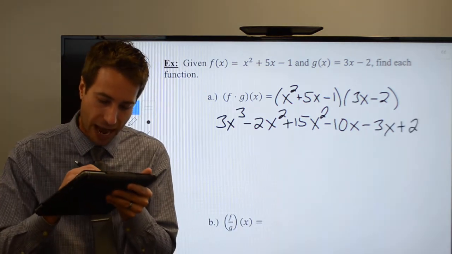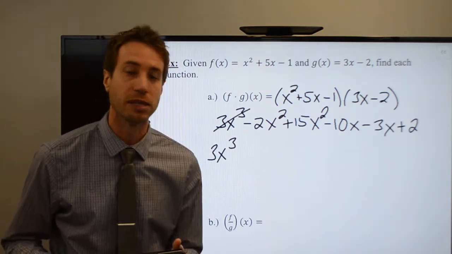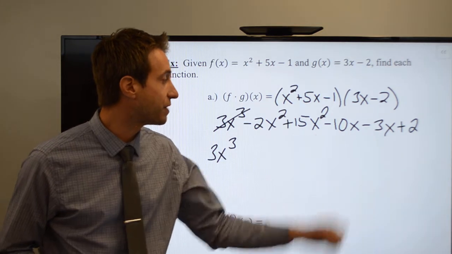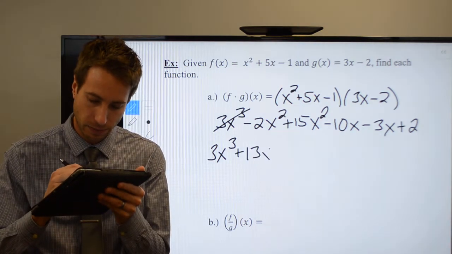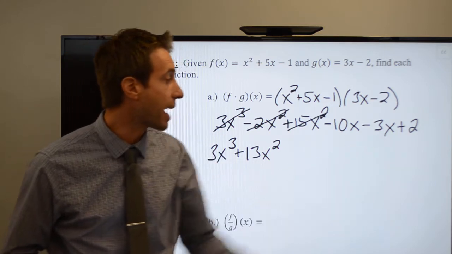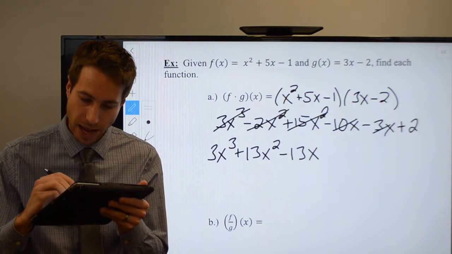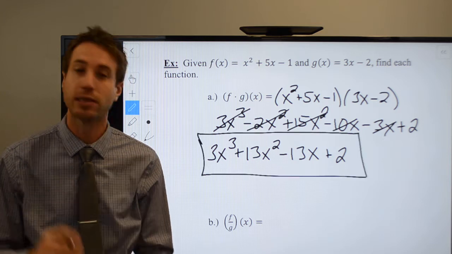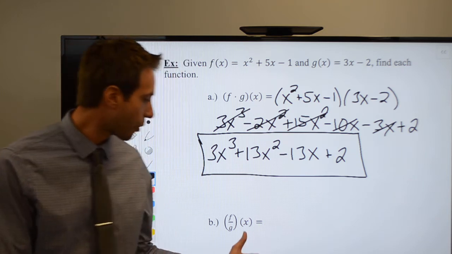Combine like terms if you have any. Cross them off as you use them so we don't overuse them. 3x cubed is the only cubed I've got. Minus 2x squared plus 15x squared should leave me with a positive 13x squared. Negative 10x minus 3x should be minus 13x, and then plus 2. And that is going to be my product function, the product of multiplying f of x times g of x.